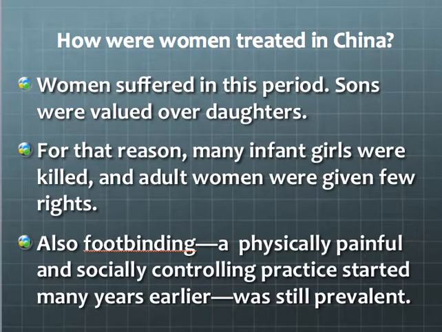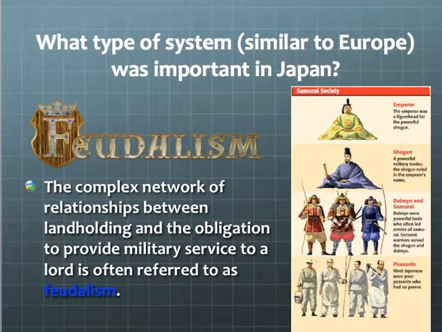How were women treated in China? Women suffered in this period. Sons were valued over daughters. For that reason, many infant girls were killed, and adult women were given few rights. Also, they used foot binding, which you will see pictures of in your PowerPoint if you went back. It's a physically painful and socially controlling practice that was started many years earlier, but was still prevalent by this time period. We actually have color photos, so it was prevalent all the way through the 1800s.